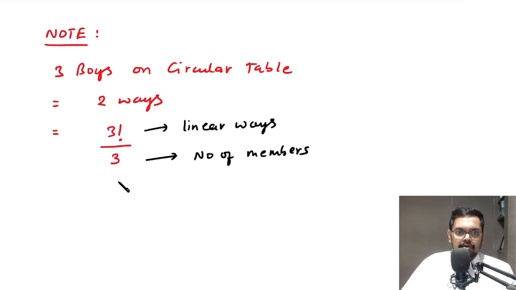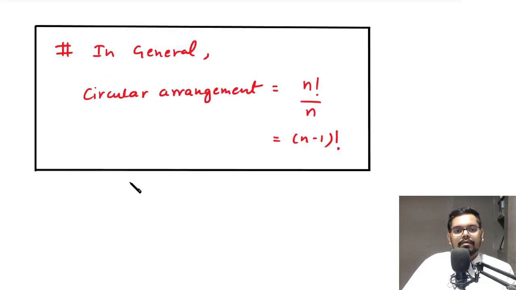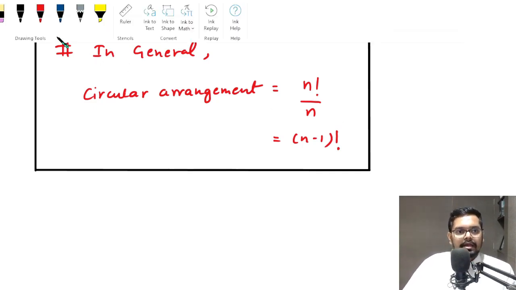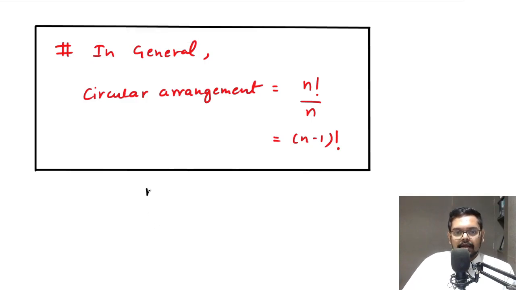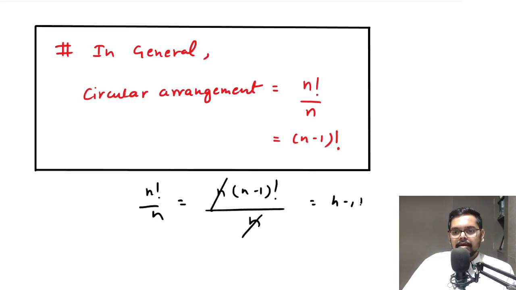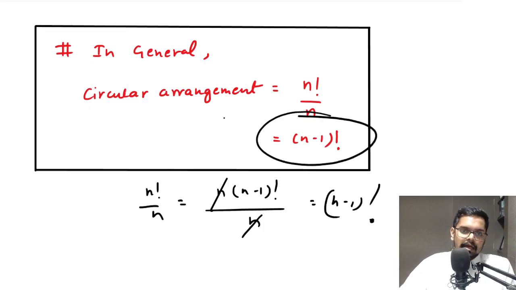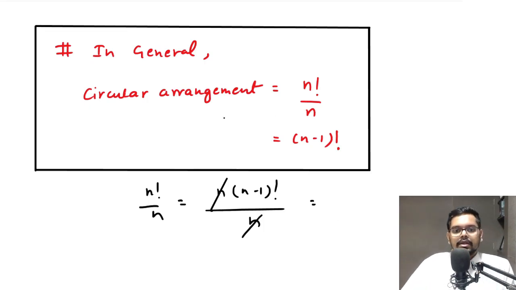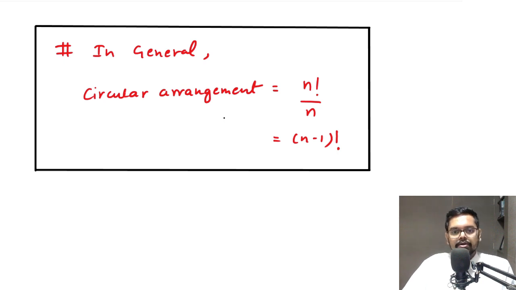Very simple. So if I generalize, n boys on a circular table, n factorial by n. So in general, circular arrangement is n factorial by n. And since some books will say n factorial by n, we can open the factorial in this way: n into n minus 1 factorial. So n cancels, and the answer is n minus 1 factorial. So yes, the number of ways in circular arrangement is n minus 1 factorial also.